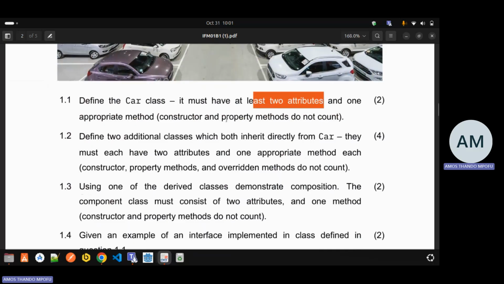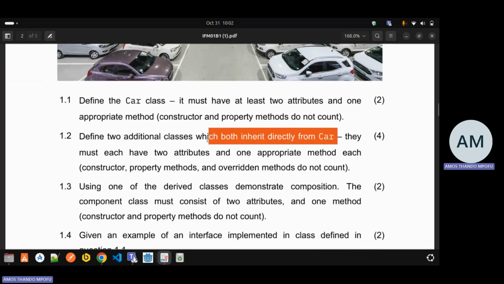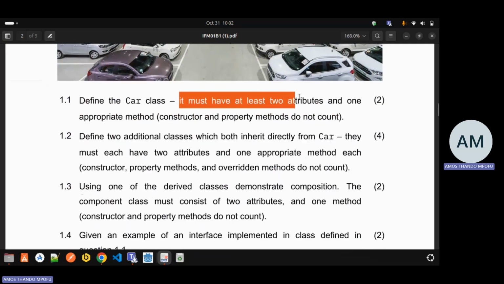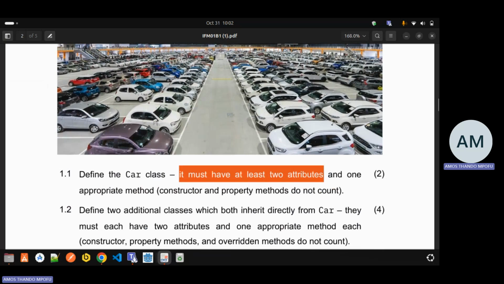Leave them as private. But since we tend to have inheritance, if you see question 1.2, it says define 2 additional classes which both inherit directly from Car. So the Car is going to act as a base class at some point. Before we even start doing the UML diagram, we need to understand that. So these attributes, instead of being private, are going to be made protected. Remember, with protected, it's like a family secret. It's something that's public only within the inheritance hierarchy.